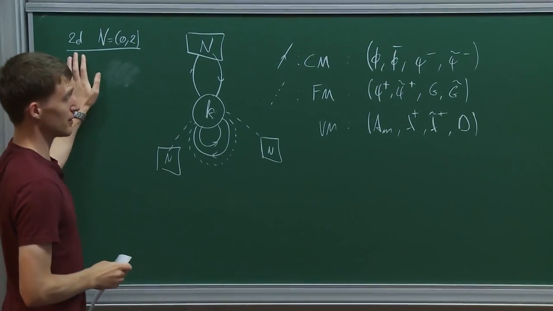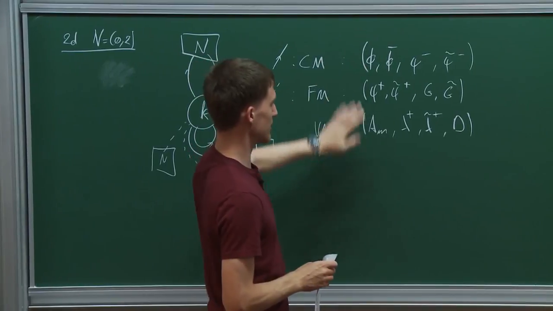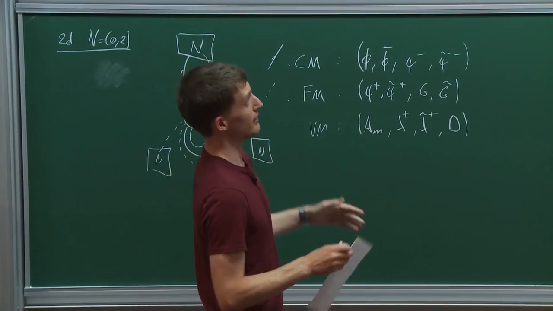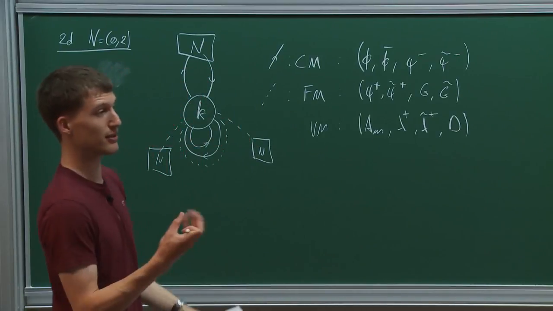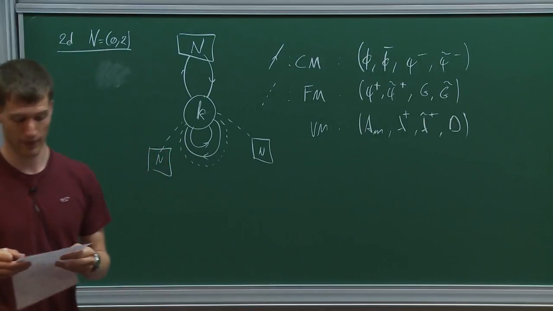So this is the two-dimensional description. If you want to reduce to the 1D description, it will look essentially the same, but in particular, one component of this gauge field will become a scalar. And if eventually we look at just the zero-dimensional world volume theory, then you pick up two scalars over here.